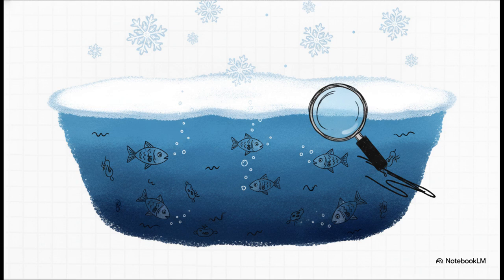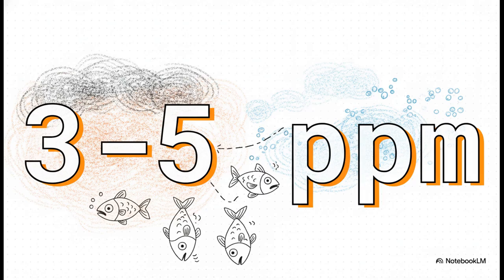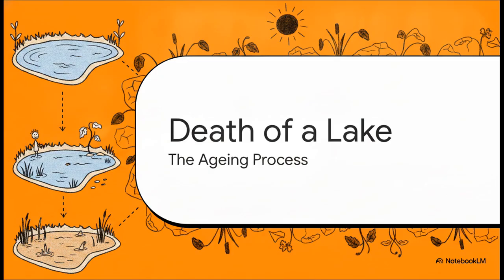It's pretty bleak. So what's the critical threshold here? 3 to 5 parts per million. That is the ultimate danger zone. You see, oxygen is already less soluble in warm water, but whether it's from a temperature spike or a winter kill event, the moment dissolved oxygen drops below that 3 to 5 parts per million mark, aquatic life crosses its narrow tolerance limits and mass die-offs begin. Which leads us directly into section 3, death of a lake.